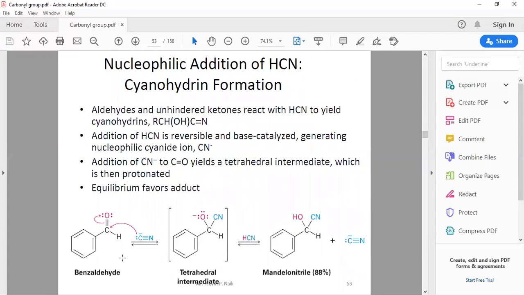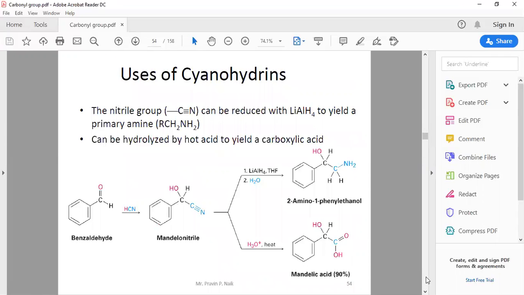So there is another example here. You can see the benzaldehyde reacting with hydrogen cyanide. So CN minus ions become the nucleophile. It attacks, a tetrahedral intermediate is formed, and then the oxygen is protonated to form the cyanohydrin, and the product formed from benzaldehyde is mandelonitrile. This is another reaction of cyanohydrin.